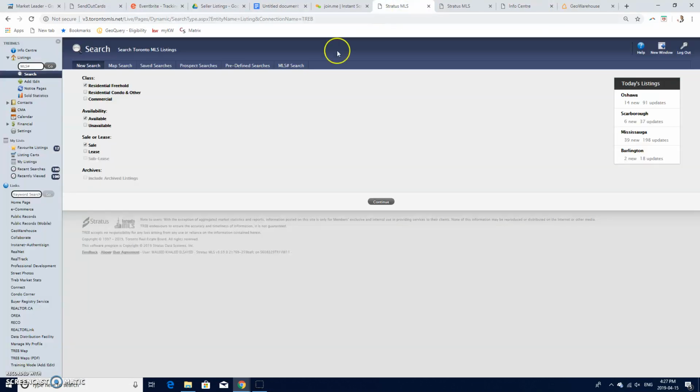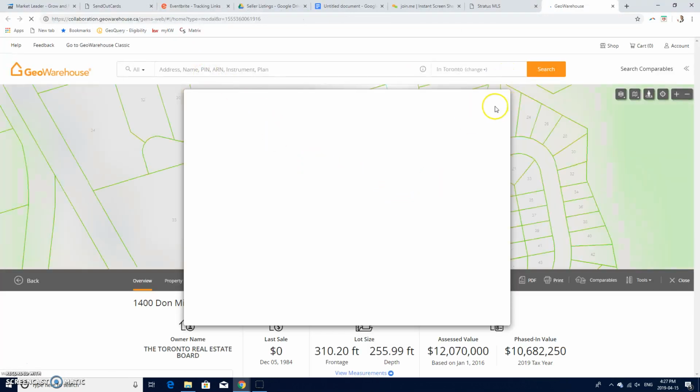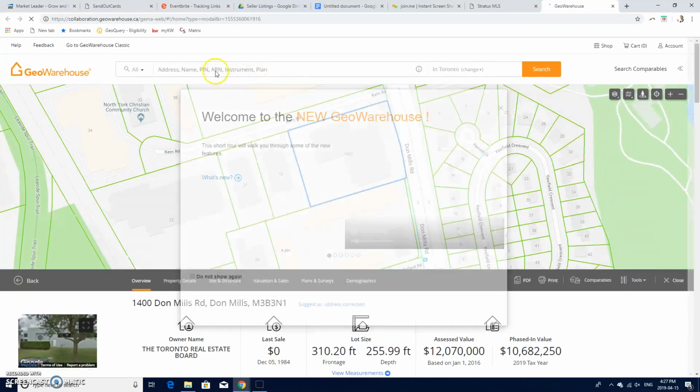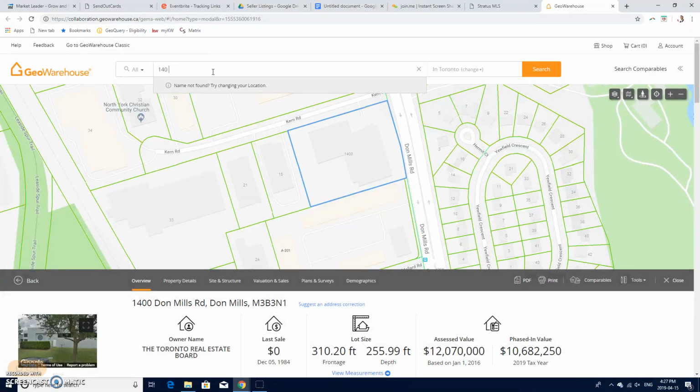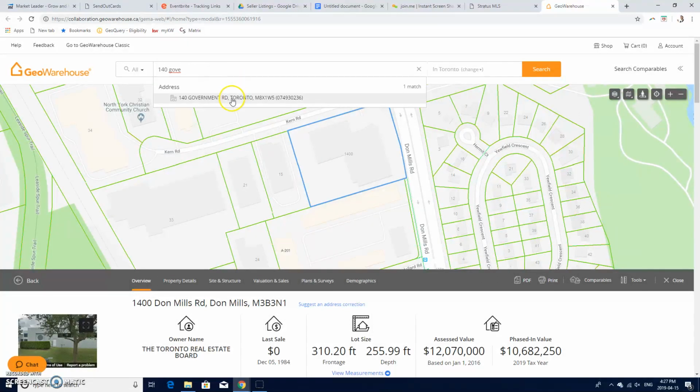We go first into the MLS. We go into the Geo warehouse. Put the property in. So we were using 140 Government. Here we go.